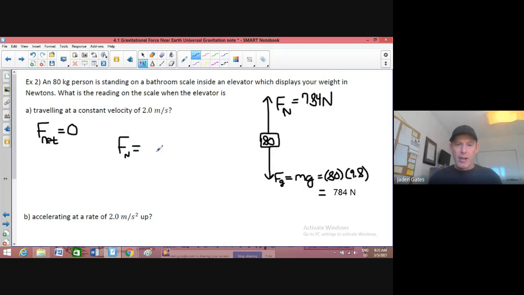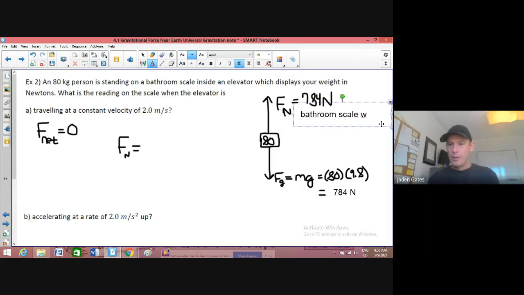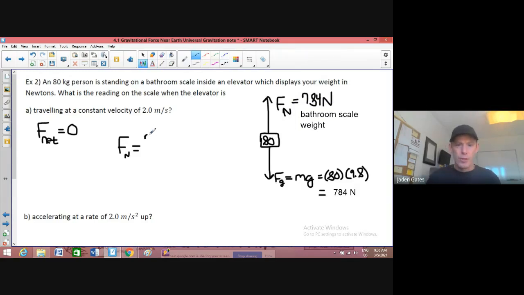And so in this case, our bathroom scale would read Fn, because that is our bathroom scale. I should write that down. And so it is the 784 newtons. That's what you would weigh if you're moving at a constant velocity, which means F net is equal to 0. The same applies if you're just standing there at rest, because again, your F net would be 0.